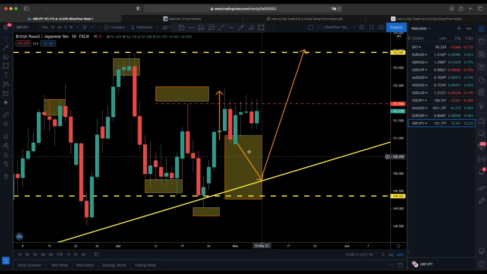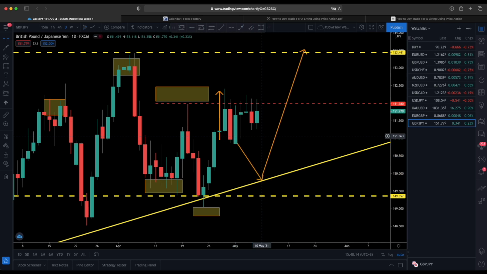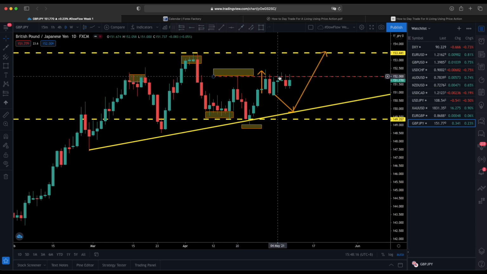So right here, let me just clear this, you can see that price is actually being resisted. This is a very strong resistance. You can see that there's a spike high here, and if you were to look to the left, right over here, you can see that this kind of resembles a left shoulder, head, and right shoulder. That's why this level is very strong.